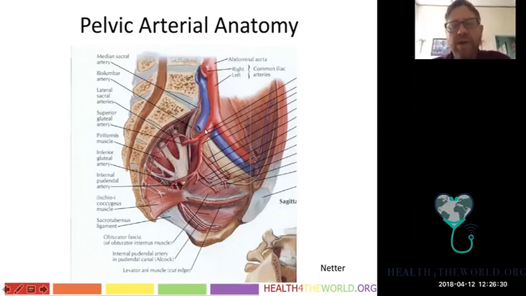The internal iliac artery bifurcates into the posterior division and the anterior division. The anterior division is responsible for supplying the pelvic viscera, namely the internal pudendal artery here, which is responsible for maintaining potency, and other branches, for example, to the bladder and to the rectum.